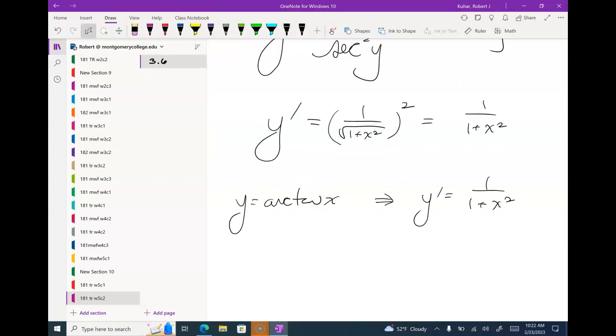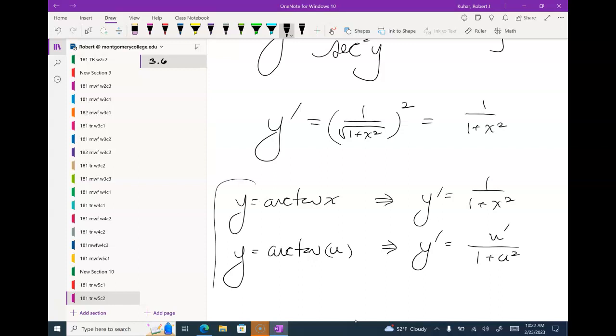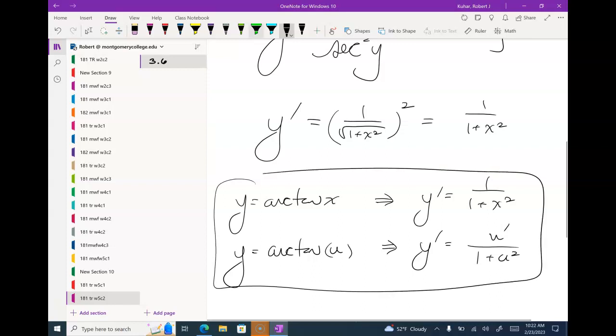And I want to always now have a chain rule version. So y equals the arctan of u gives me y prime is 1 over 1 plus u squared times the u prime. Notice what u prime is in my first version of it. What is u in my first version? It's x. And what's the derivative of x? 1. So you see my u prime is just the derivative of x, right?